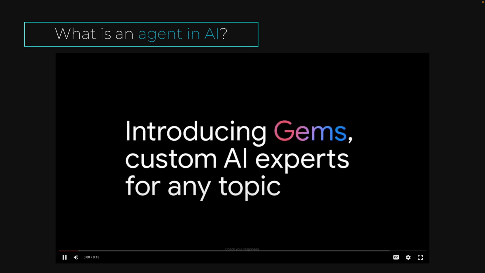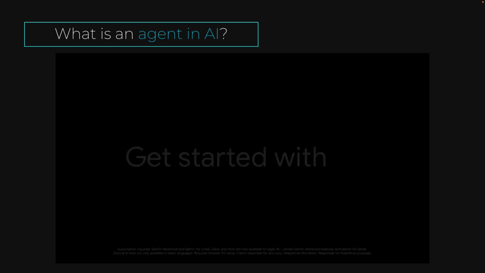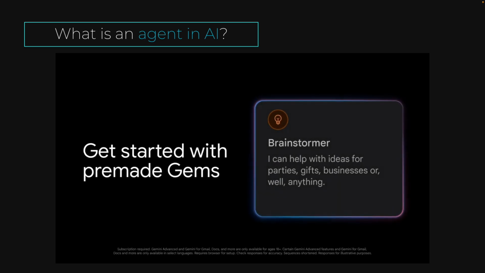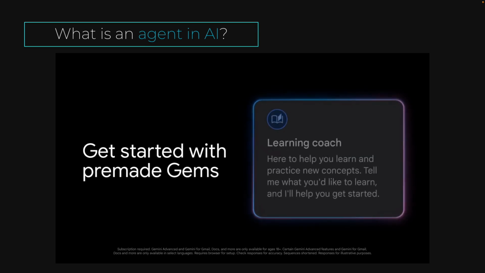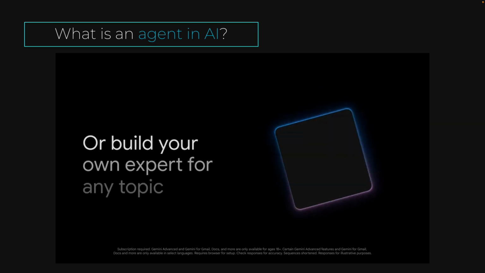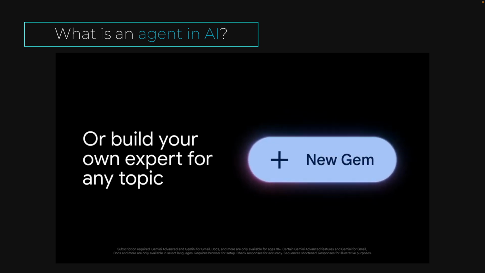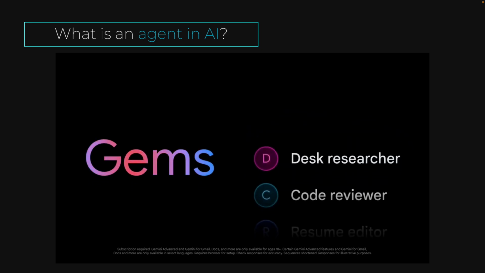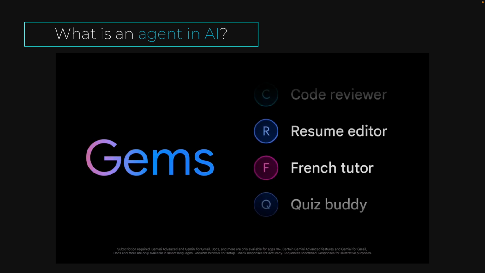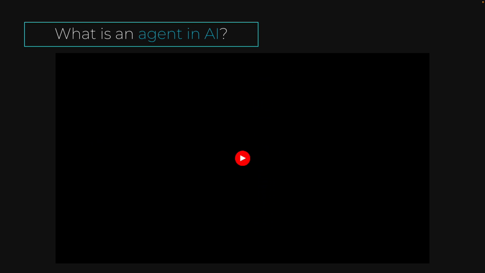Here we're going to show a little quick video about Google's response to OpenAI's product, which is Gems. These are also like their small models. So there's a learning coach, there's a brainstormer, or more interestingly for us, a way for you to build your own agent, right? You can build your own agent from scratch.